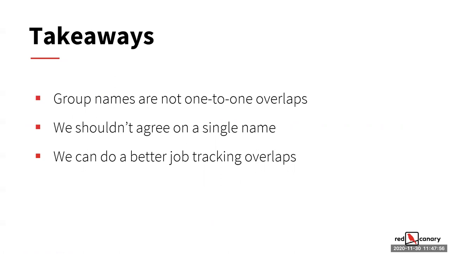Doing this type of analysis is not easy, and we can do this. Bad news is we can't agree on a single name, but the good news is that we can do a better job of tracking those overlaps, right? Internally in our teams, with our trusted partners, and across the entire community. And that's going to make us all better as analysts and better at tracking adversaries, because that is the whole goal of what we do.